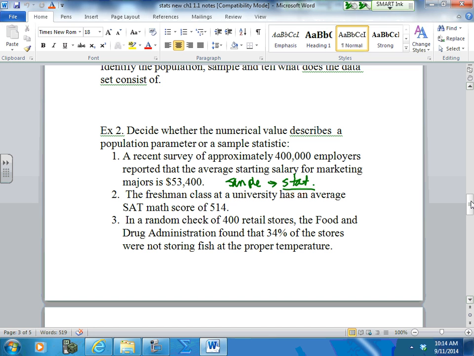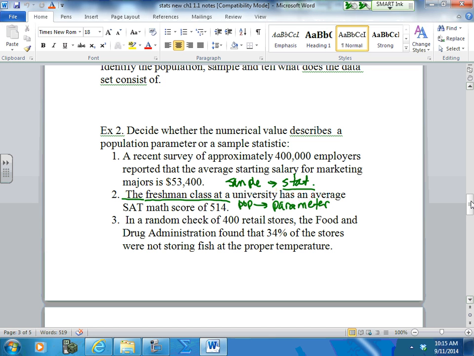The freshman class at a university has an average SAT score of 514. Parameter. How did you know this was the population? It's the whole freshman class. So that's a population, therefore it's a parameter. Even though we say the statistic is that they have an average of 514, it's technically a parameter. You hear that very few times.